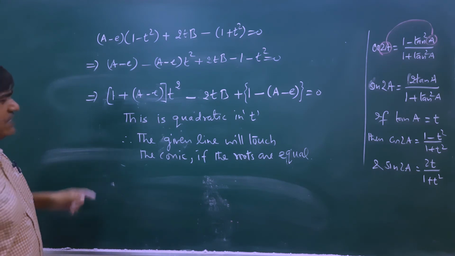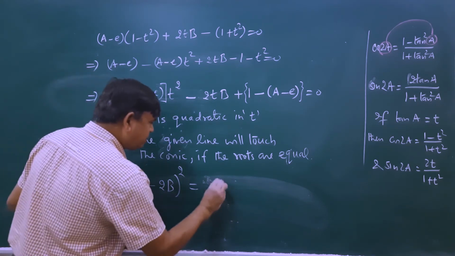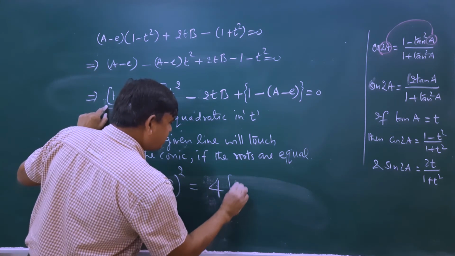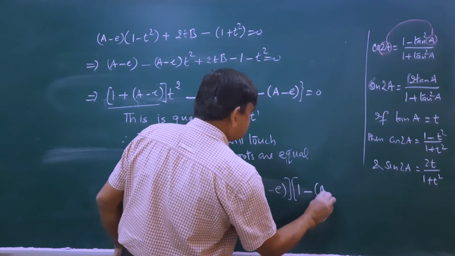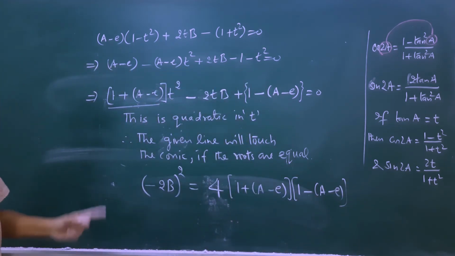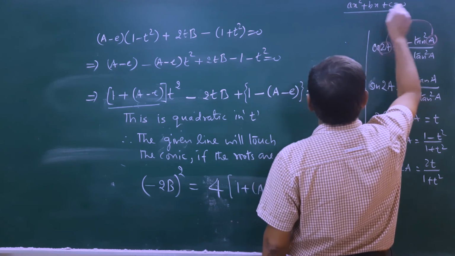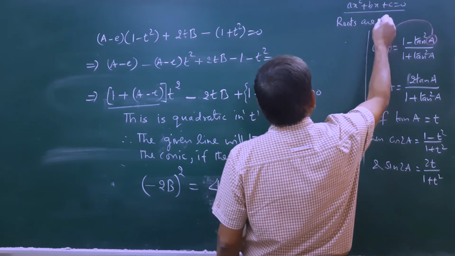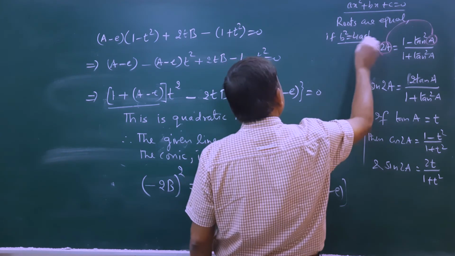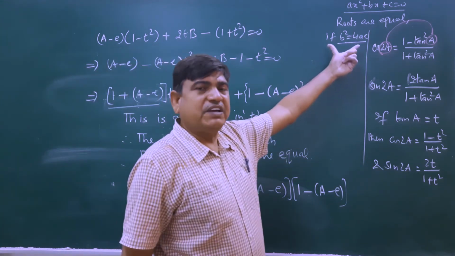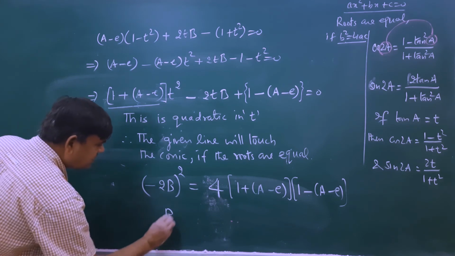What is the condition of equal roots? B square, where b means the coefficient of t. So it is minus 2b whole square equals to 4 times a, meaning this one, 1 plus a minus e, and c means 1 minus a minus e. I repeat: ax square plus bx plus c equals to 0 is the quadratic equation. Roots are equal if b square equals to 4ac, or b square minus 4ac equals to 0. We have used this part. So here is this, and minus 2 square, that is 4. So this 4 and 4 will be cancelled out. So this b square equals to.